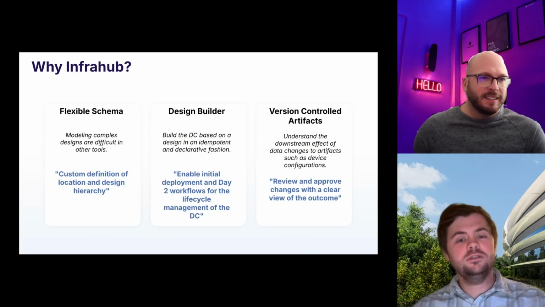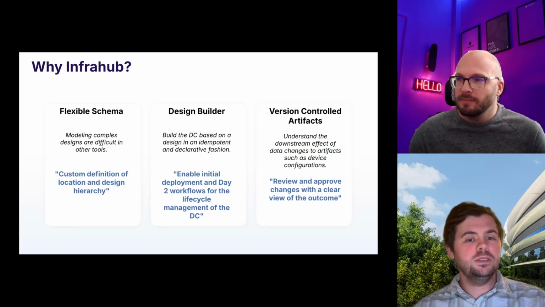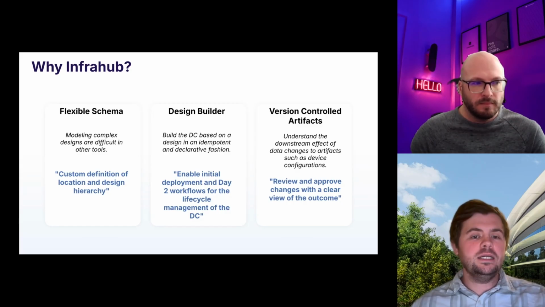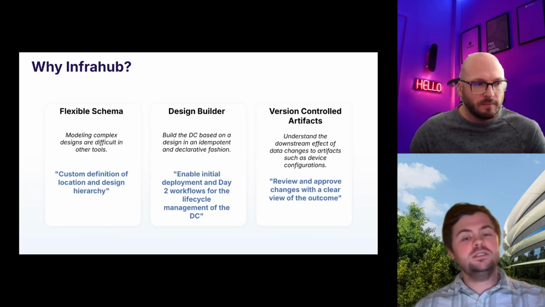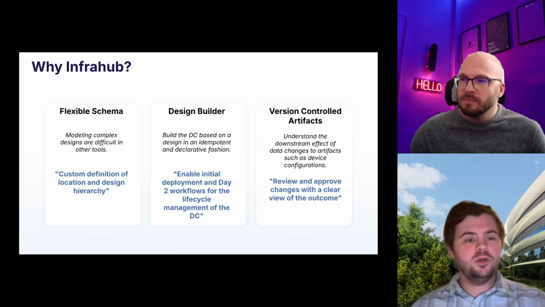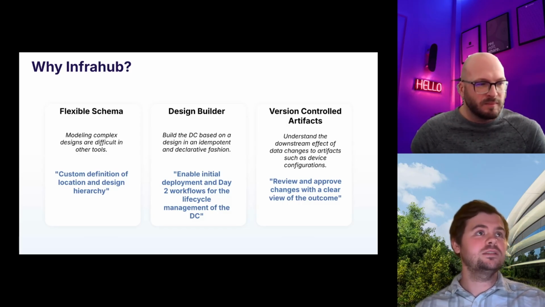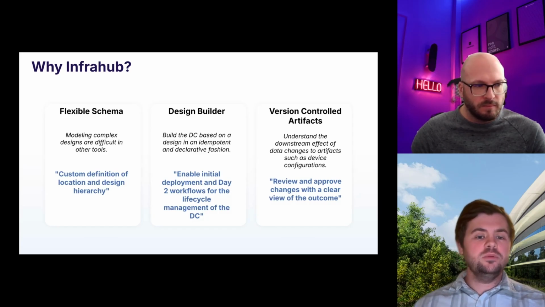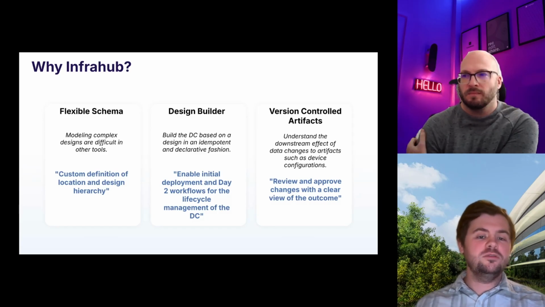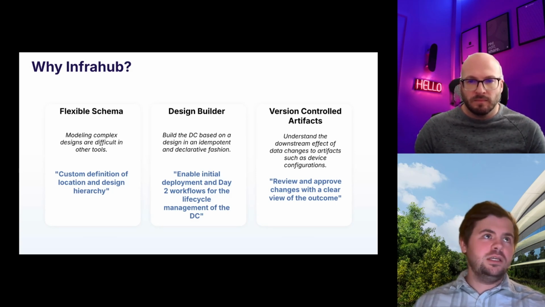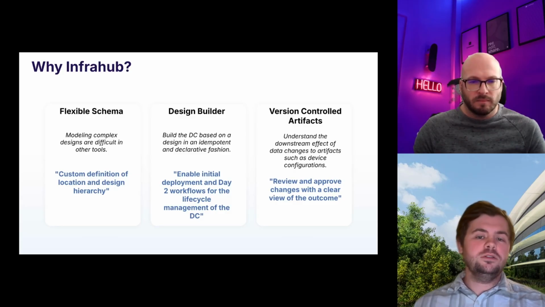So why did the customer choose Infrahub at this point? You can see the complexity in the data center that's being built, and modeling such a complex data center requires a lot of attributes and relationships that might be unique for their use cases and what they want to get out of the data center and the tooling. So one reason is the flexible schema, of course. They were able to create custom definitions of location and design hierarchy, from data center interconnect, pods, fabrics, all that kind of good stuff.